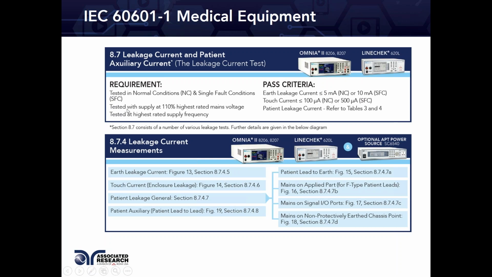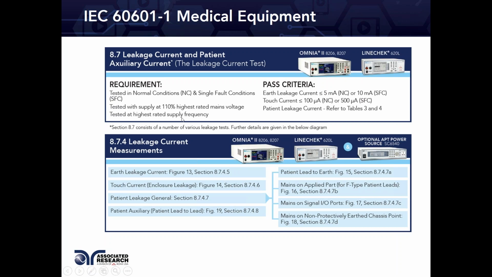It requires you to run the product at 110% of the highest rated mains voltage. Again, if you have a product that's only going to be sold in the US, you cannot assume that it won't be transferred or sold to somebody in Europe that has 240 volts. So if your input label says the product could be used at 100 volts to 240 volts, use the highest number listed on your input label and multiply that by 110% to come up with the test voltage. You want to run your product at this voltage to see the resulting leakage current.